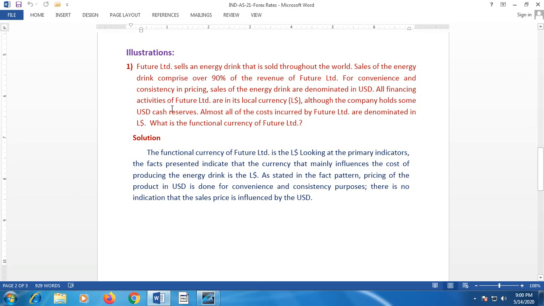Now in the given example, US dollar is considered only for convenience sake, and most of the transactions are undertaken in local currency, and hence Future Limited has to consider its functional currency as local currency only, and there is no evidence that indicates the sale price is influenced by US dollar. So the question of functional currency is decided as local currency. Perhaps you have understood the illustration.